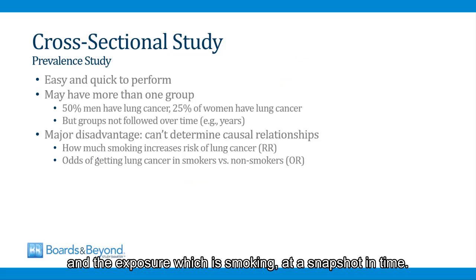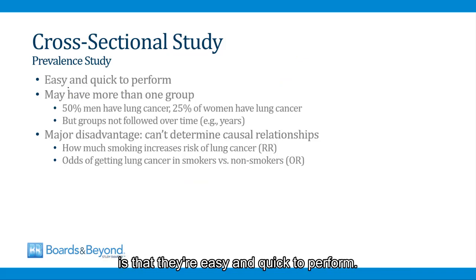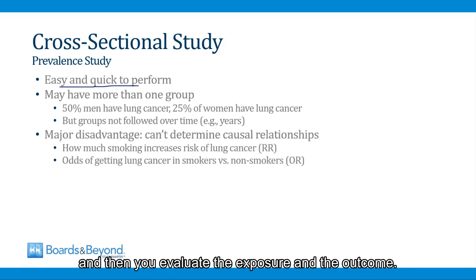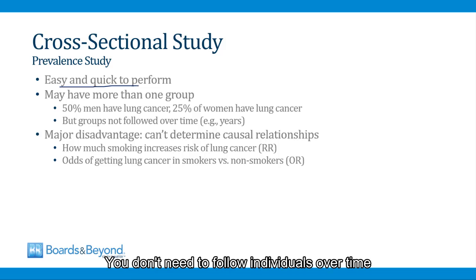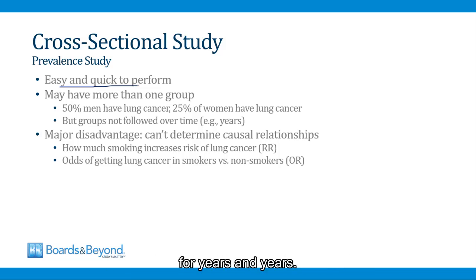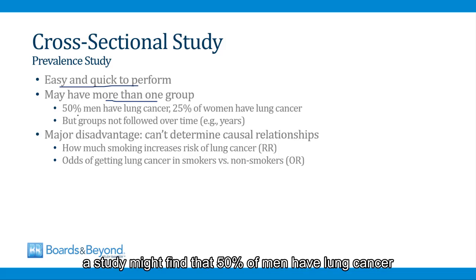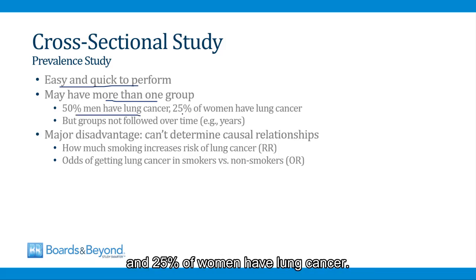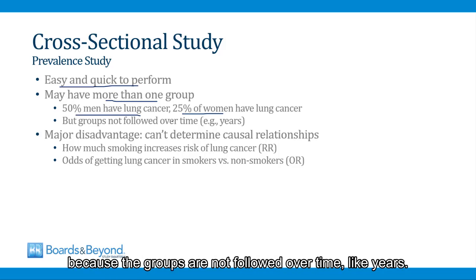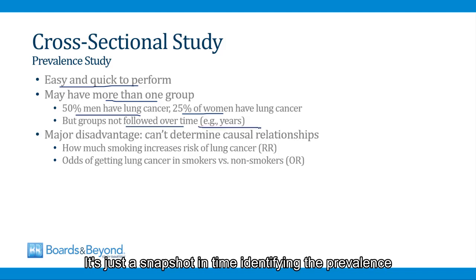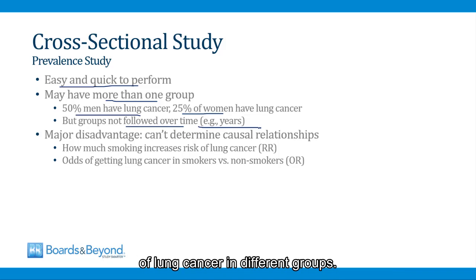The major advantage of cross-sectional studies is that they're easy and quick to perform. You simply identify the group and then you evaluate the exposure and the outcome. You don't need to follow individuals over time for years and years. You should also be aware that a cross-sectional study can have more than one group. So for example, a study might find that 50% of men have lung cancer and 25% of women have lung cancer. This is still a cross-sectional study because the groups are not followed over time like years. It's just a snapshot in time identifying the prevalence of lung cancer in different groups.